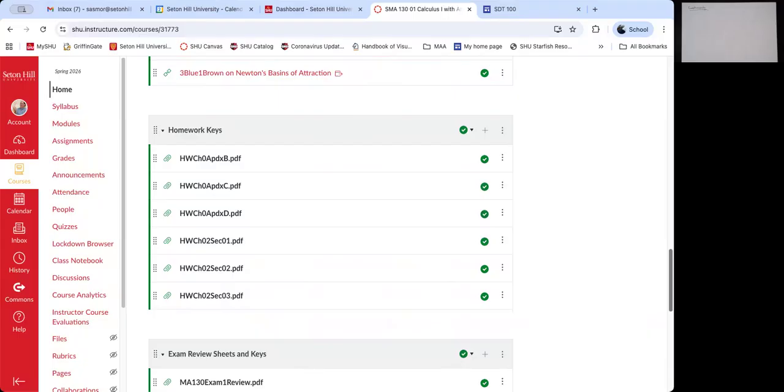So immediately after I put up your grades, I posted the keys to the homework assignments here. Chapter 2, sections 1, 2, and 3. You will notice one problem randomly selected to be graded out of 5, and then everything else examined for completeness. But the keys are complete. All of the problems are on them.